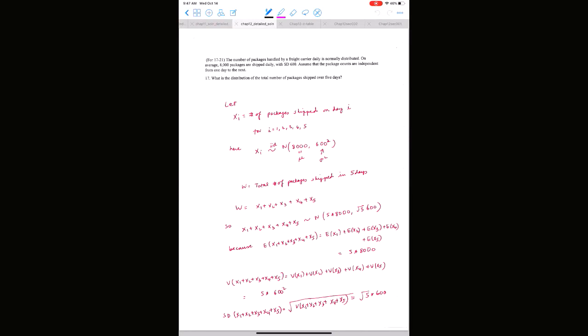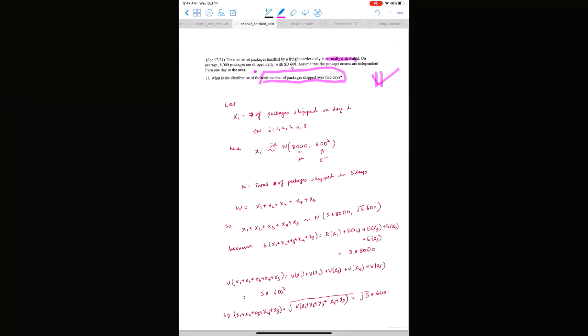So now, next question. The number of packages handled by a freight carrier daily is normally distributed. On average, 8,000 packages are shipped daily with standard deviation 600. Assume that the package counts are independent from one day to another. What is the distribution of the total number of packages shipped over 5 days? Now, a very important thing here is we are using IID random variables. For those of you who asked me how we use IID random variables for a normal distribution, this question is a classic example.